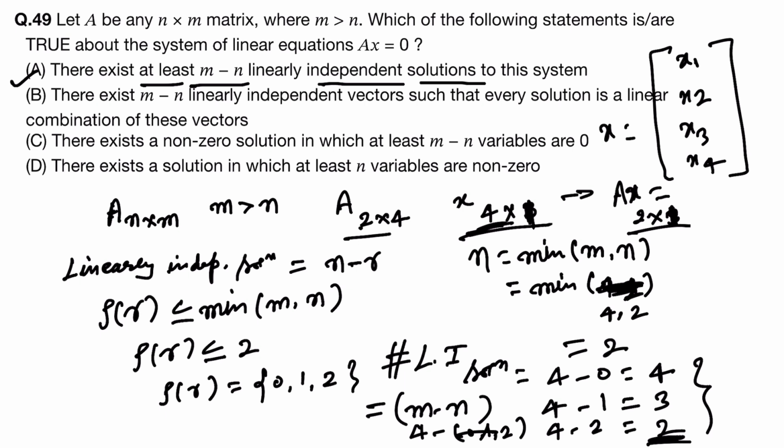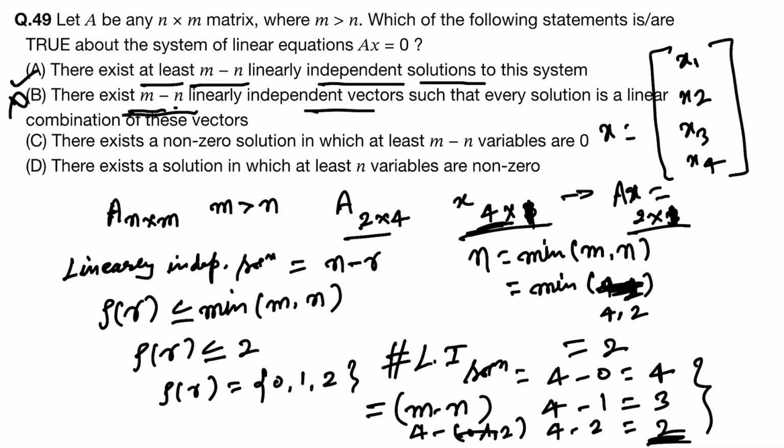Next, there exist m minus n linearly independent vectors such that every solution is a linear combination of these vectors. Actually, this will be false because it is telling there exist m minus n linearly independent vectors, but it can be more than m minus n also. Okay, so from the first statement only we can derive the second statement. Here we have already seen at least m minus n. It is telling exist m minus n. So this is false. Next, there exists a non-zero solution in which at least m minus n variables are 0.